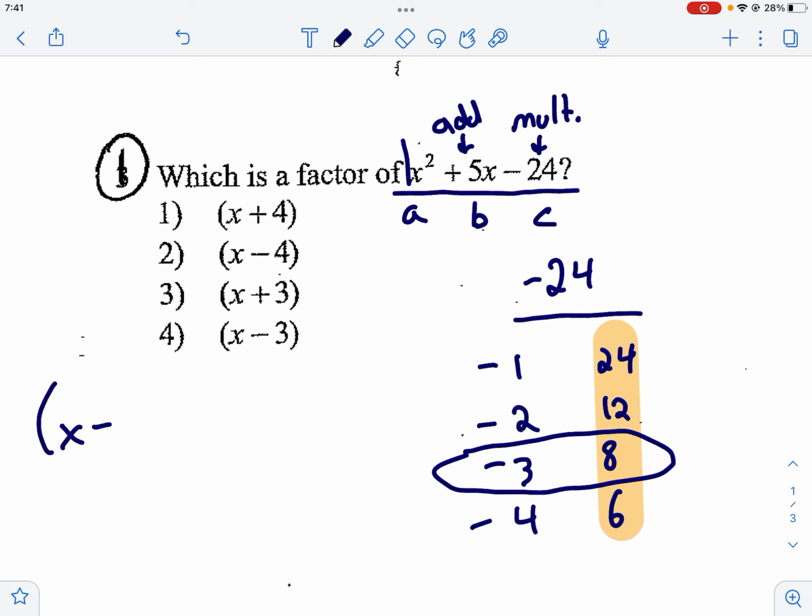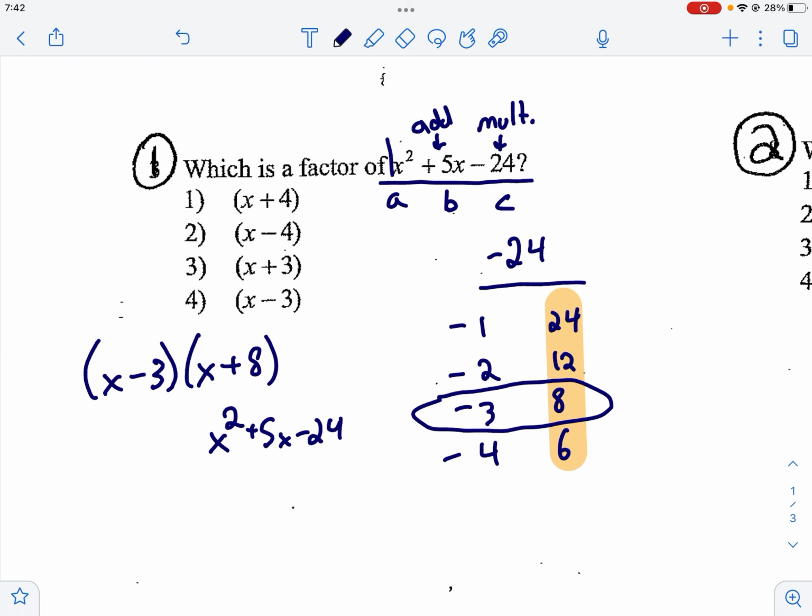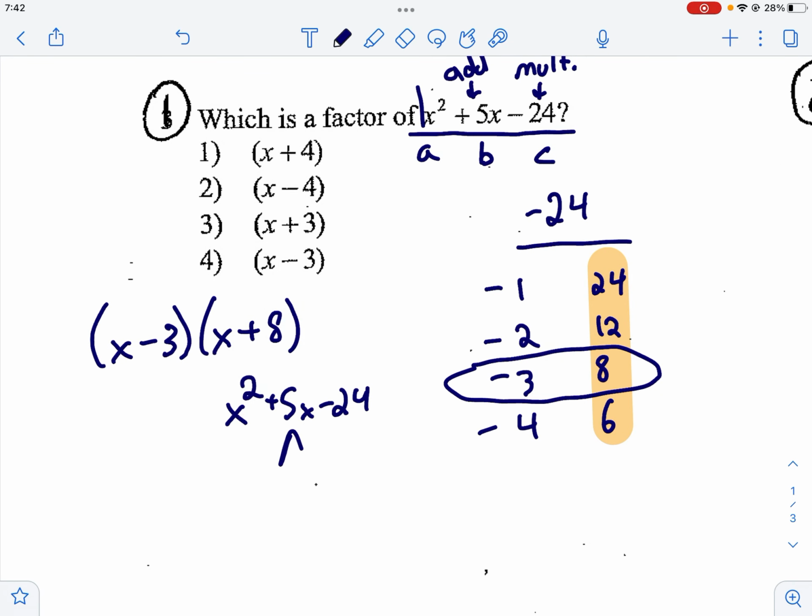When the a term is 1, those two numbers go inside of parentheses with an x to make the factors. But as a refresher, we could also get that answer by using grouping. In grouping, we take the middle term and we split it into its two parts. So we know that positive 5x comes from negative 3x and plus 8x.